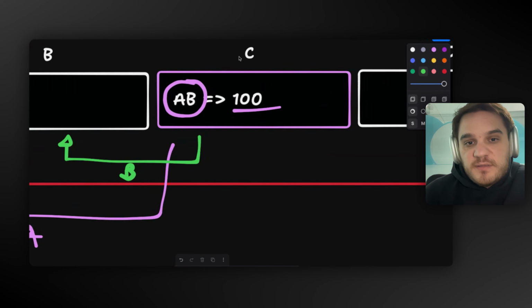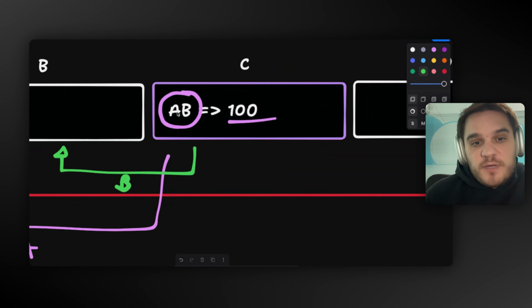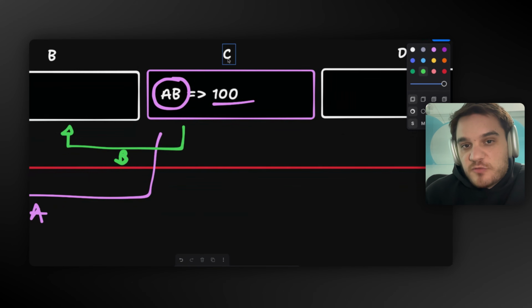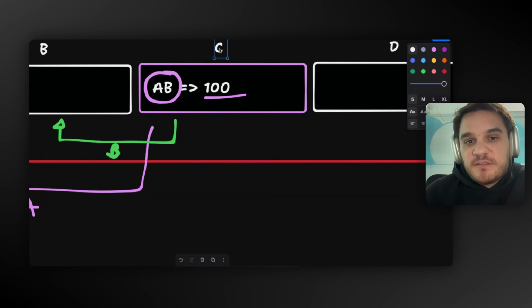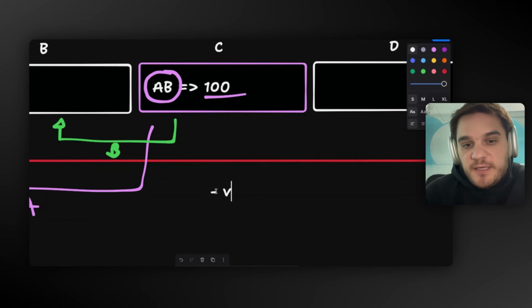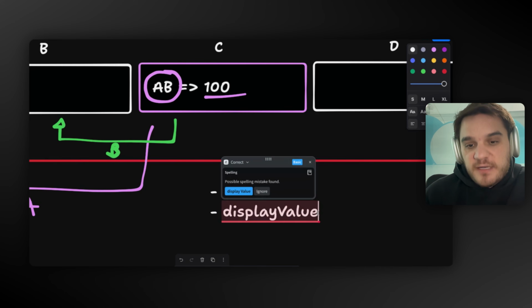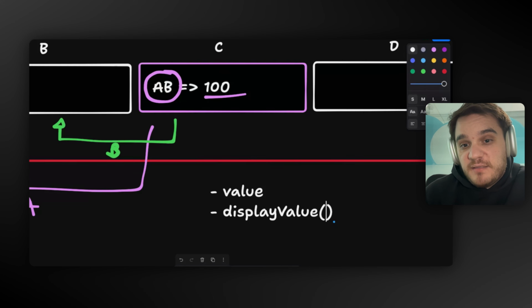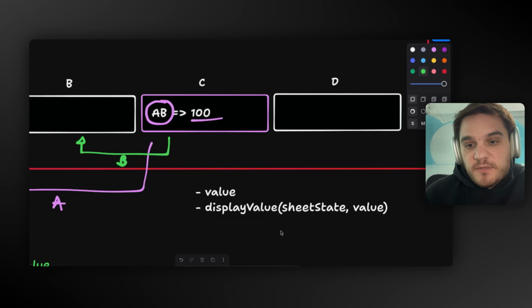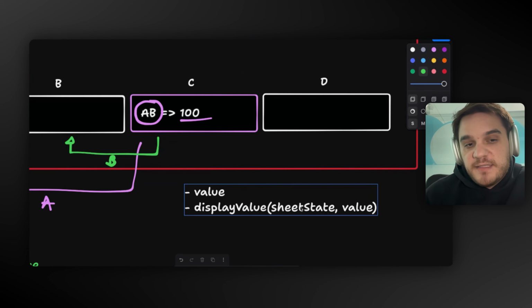So imagine the case with C. If the user clicks, we need to show AB. But when they click out, we need to show the 100. And that's where we realize that each of those cells will have at least two values, right? It will have a value, and then they will have a display value. But again, this is not state. This is derived. So probably we can actually compute the display value, right? Display value can be a function of basically the state of the sheet and the value of the cell. Basically, the value is AB, and then we look at the sheet state. We take the value of A and B and run the sum, and we get the display value.